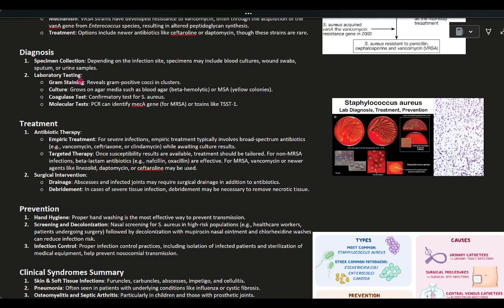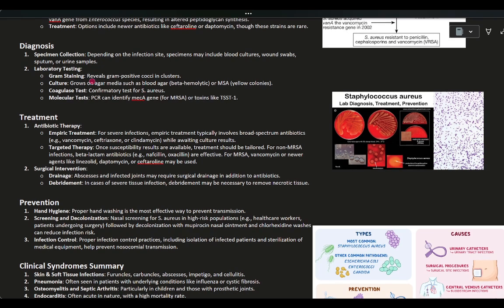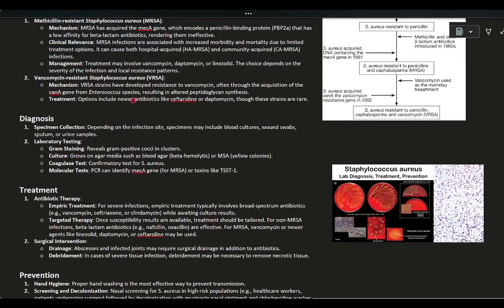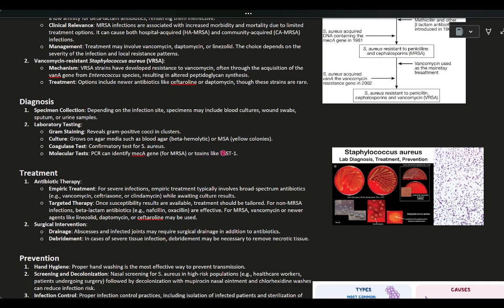And then for laboratory testing, we would first do a gram staining to see if we have gram-positive cocci in clusters. We also do a culture where we grow the bacteria in agar media, such as blood agar or MSA. Then we do a coagulase test, which is a confirmatory test for Staphylococcus aureus. We can also do a molecular-based test, such as polymerase chain reaction, which can help identify genes like the mecA gene for the methicillin-resistant strain, or toxins like TSST-1.